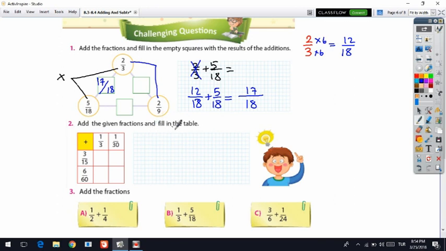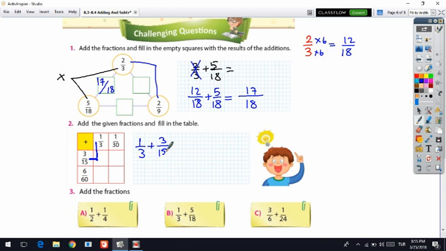Question 2. Add the given fractions and fill in the table. So we have 1, 2, 3, 4 spaces to find the answer. Okay, for example, this one, 3 over 15. You will bring 3 over 15 from here, and you will bring 1 over 3 from here. Everybody, so they make a corner, so they are touching each other at this point. You add, then you write the result here. First, 1 over 3 plus 3 over 15.